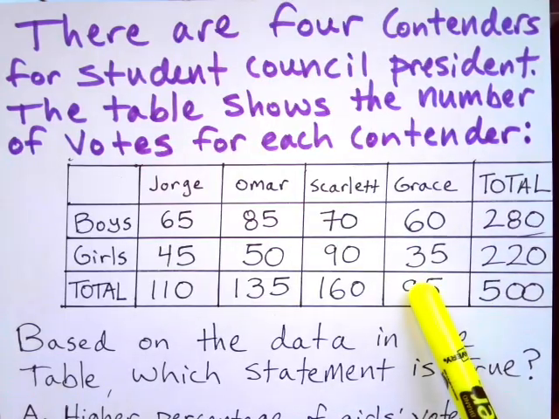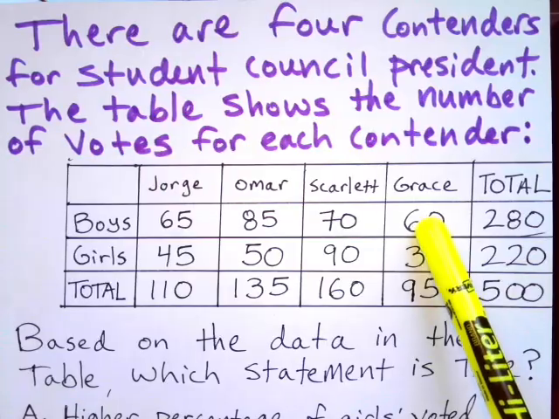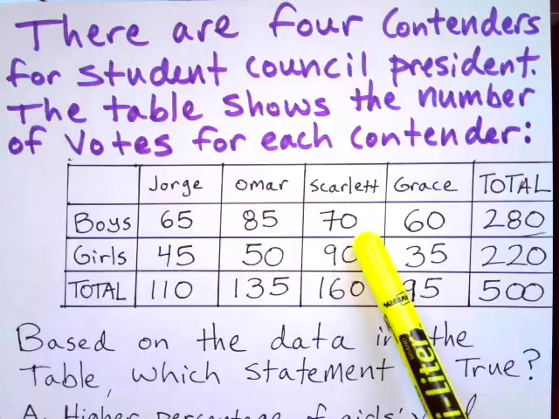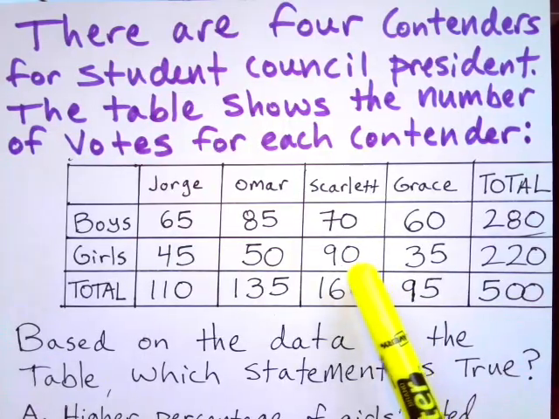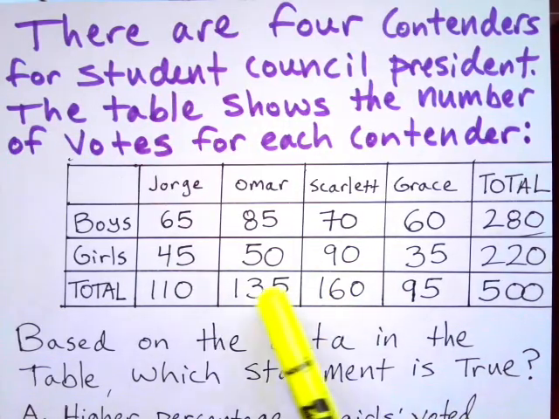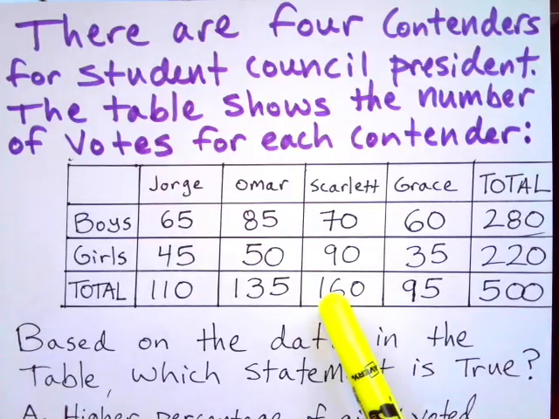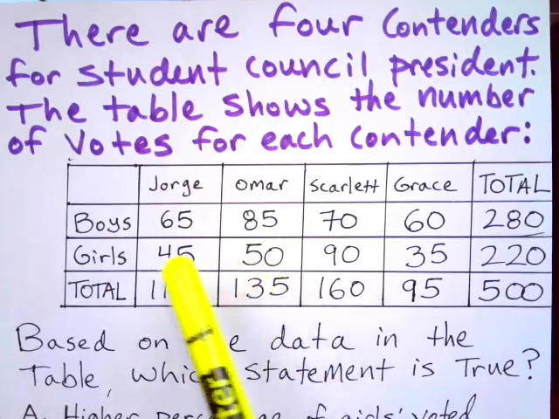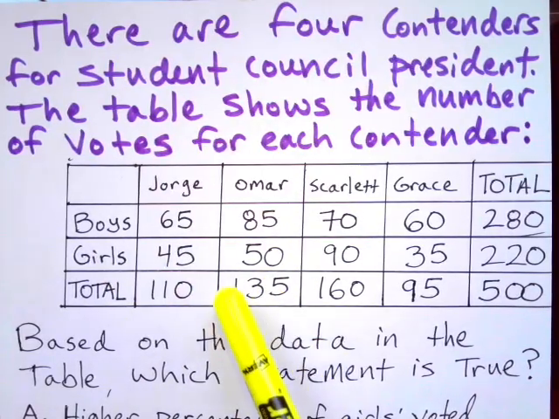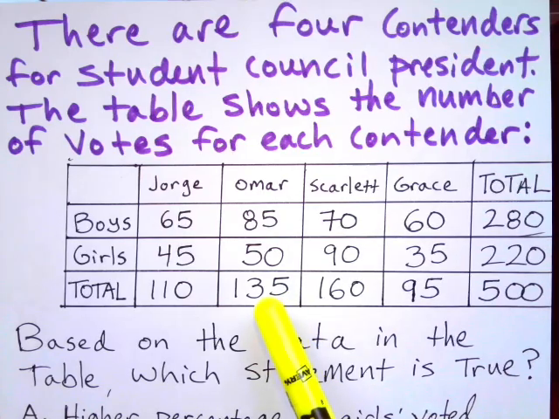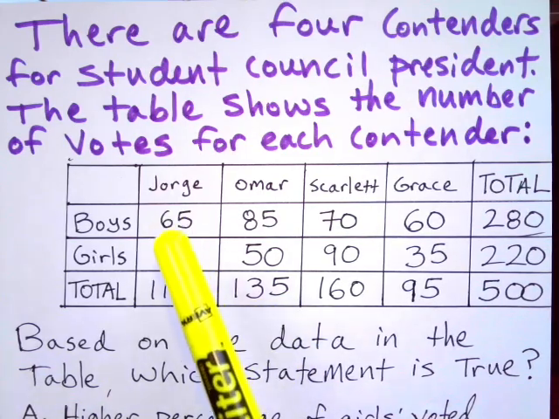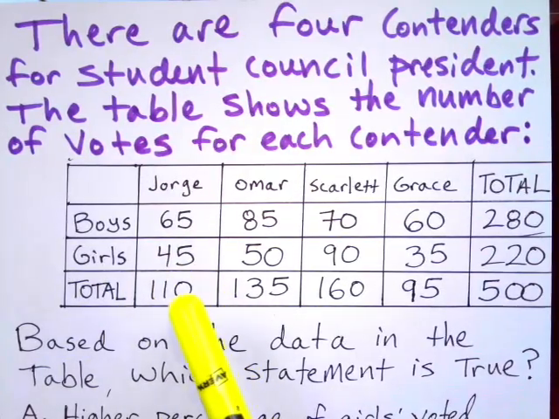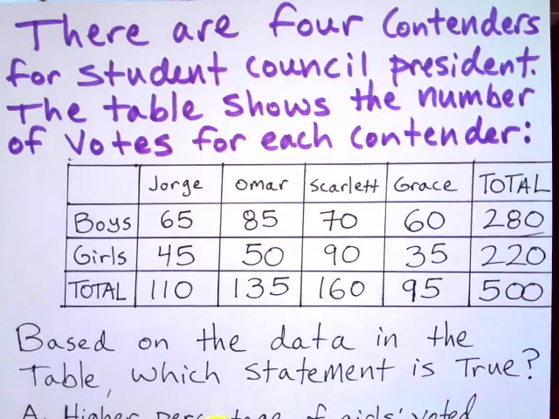Total votes for Grace, 95. We have 60 for boys and 35 from the girls. That gives you 95. Scarlett received 70 votes from the boys, 90 votes from the girls, and you get a total of 160. Omar received 85 votes from boys, 50 votes from girls, for a total of 136 votes. Jorge earned 65 votes for the boys, 45 for the girls, and 110 total.